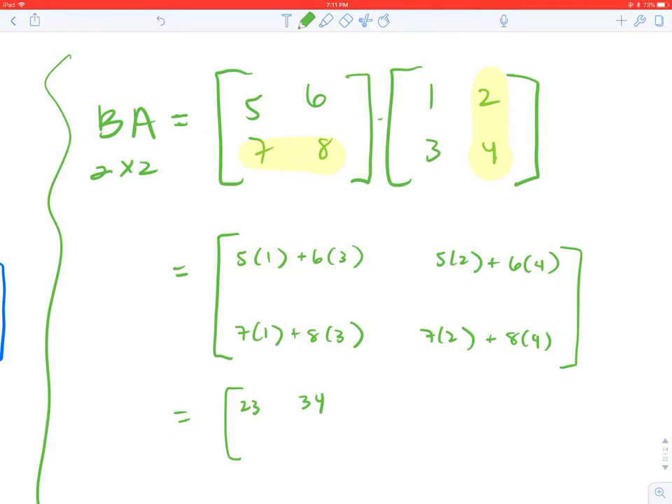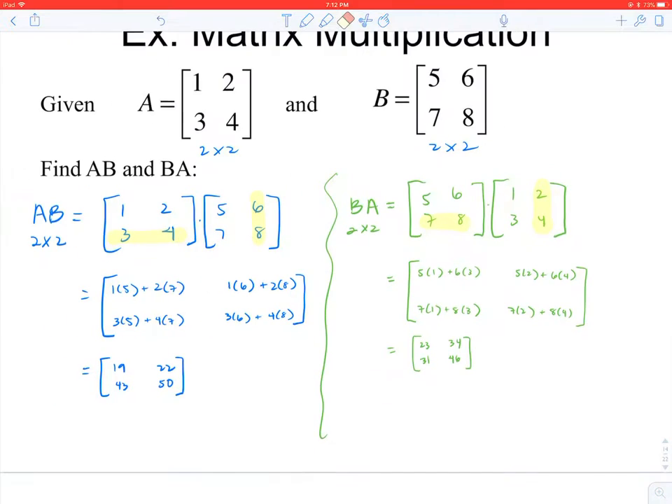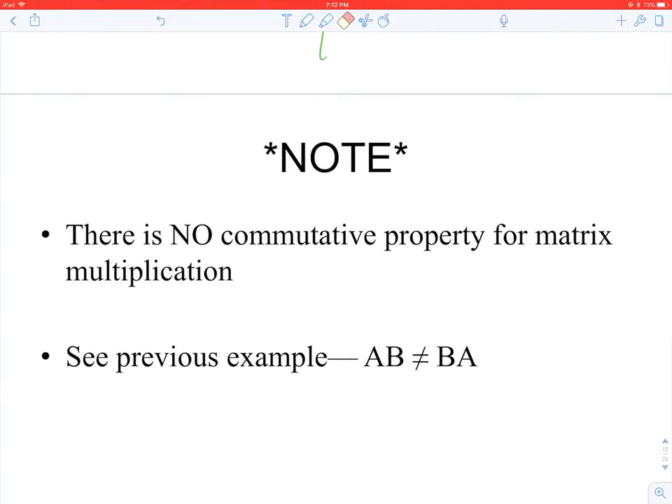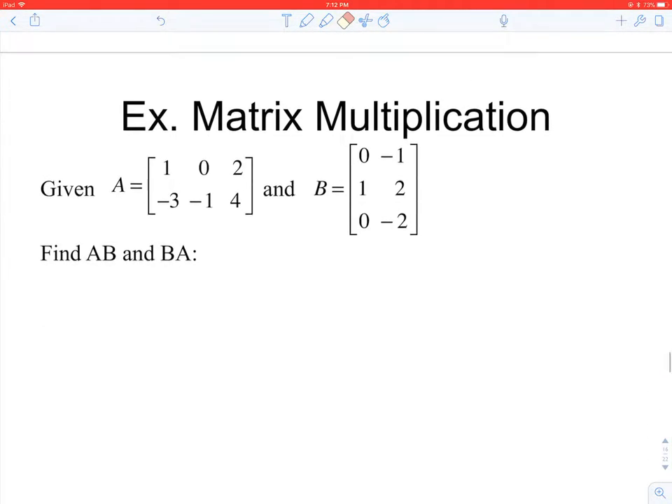Okay, so 23, 34, 24 plus 7 is 31, and then 14 plus 32 is 46. So we can see that A times B is not equal to B times A. We end up with two different matrices. So there's no commutative property of matrix multiplication.